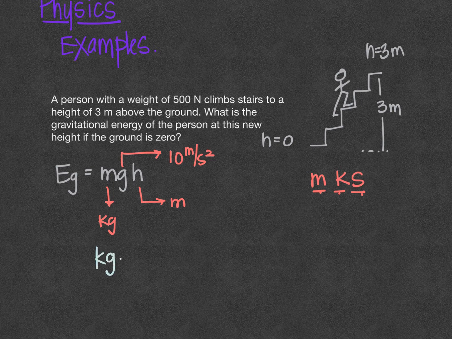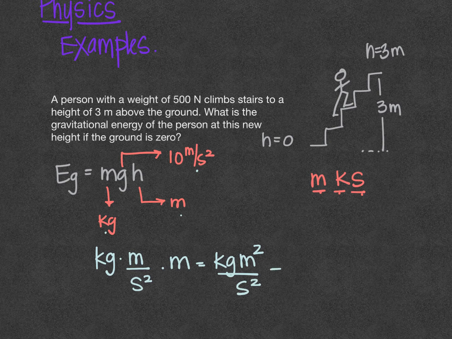So that means that our unit for energy would be kilograms times meters over seconds squared times meters. So I just multiplied all three of these units, and that gives me kilograms meters squared, because we have a meter times a meter, over second squared. This is known as a joule, named for James Prescott Joule. We use the letter J as an abbreviation for joule.